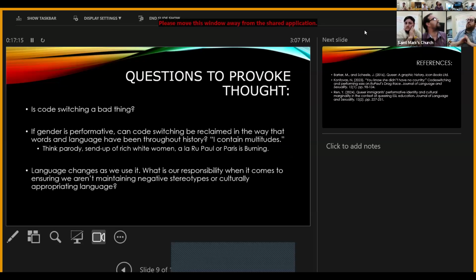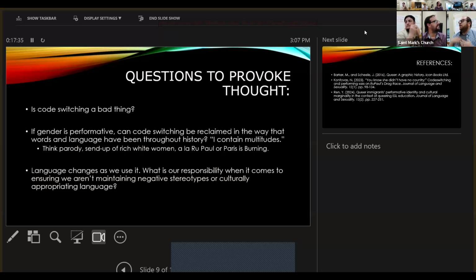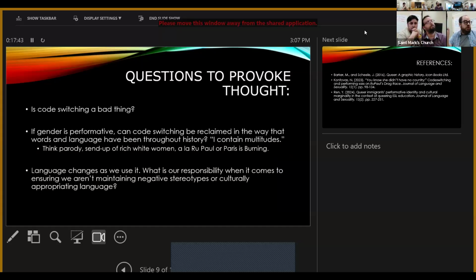So is code switching a bad thing? That's something we can think about, and we've kind of gone in different directions on, I think. Another thing is if gender is performative, can code switching be reclaimed in a way that words and language have been through history? Thinking about how Walt Whitman says, I contain multitudes. And then we get into that theory we were talking about earlier, that we have different parts of us that all make up who we are.